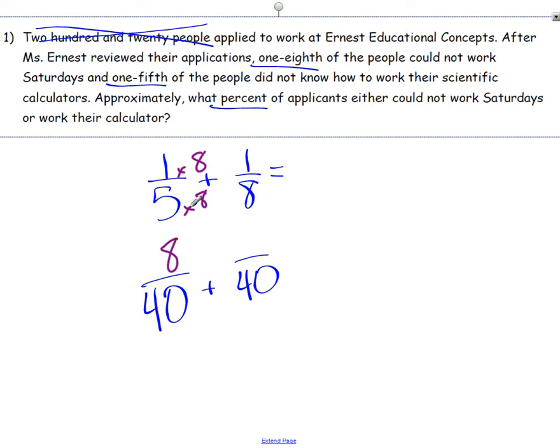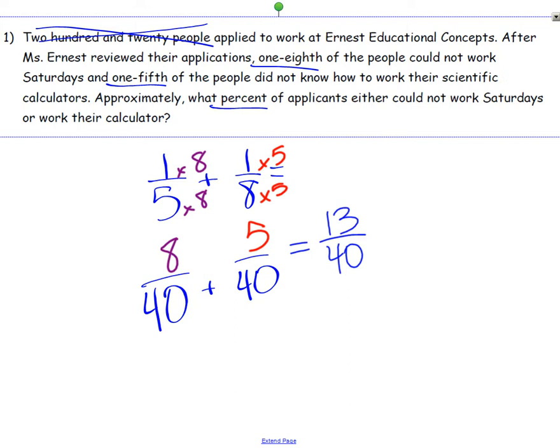About 1/8, how can we get that to 40ths? Times 5. So that's going to be 5 40ths. So what's 8 40ths plus 5 40ths? No. It's 13. That's the reason why we find a common denominator, is because we don't add the denominators together.